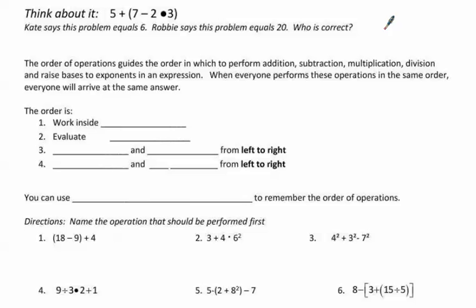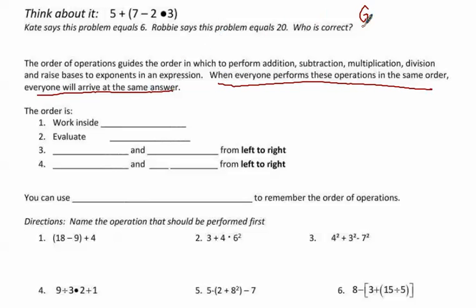Let's talk about GEMDAS. If you think about it, with this problem, you can get different answers. Kate says this problem equals 6. Robbie says the problem equals 20. Who is correct? If everybody follows the GEMDAS order, they'll all get the same answer.